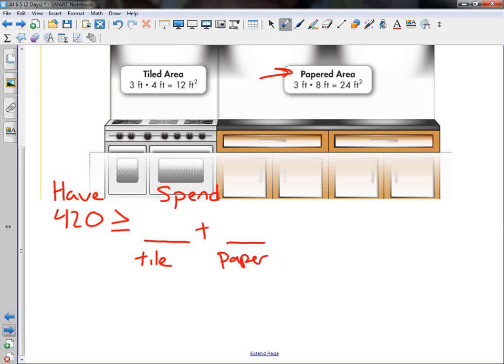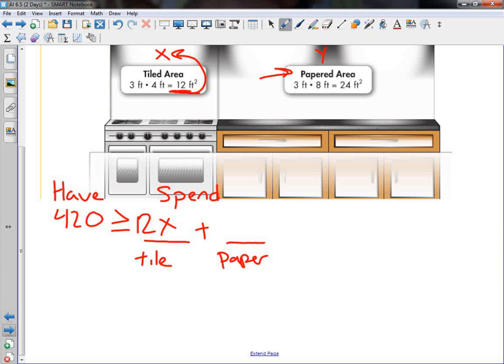And I need to add those two together because I have two different parts. First off, the tile part, the amount of money that I can spend on tile, and we'll go ahead and call tile X and papered Y. But the amount I can spend on tiled area, well, if I have 12 square feet and each square foot costs X dollars, I need to multiply those two pieces. So I have 12X, right?